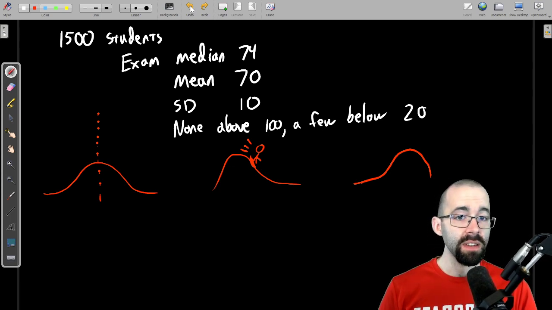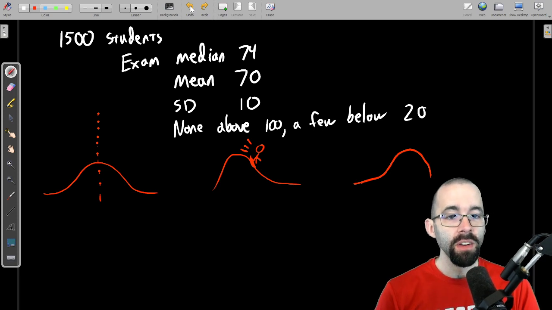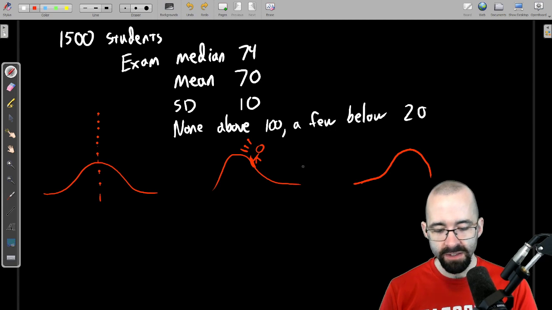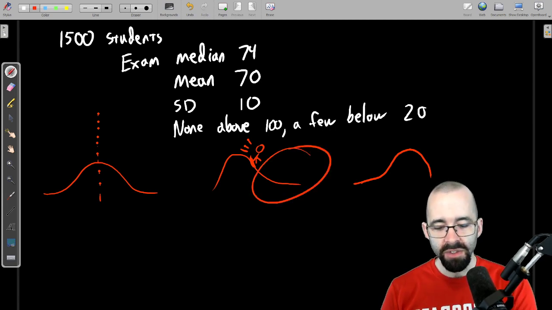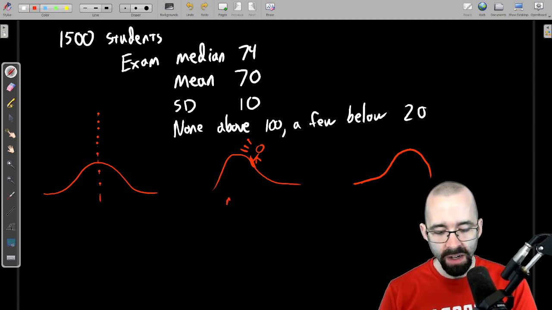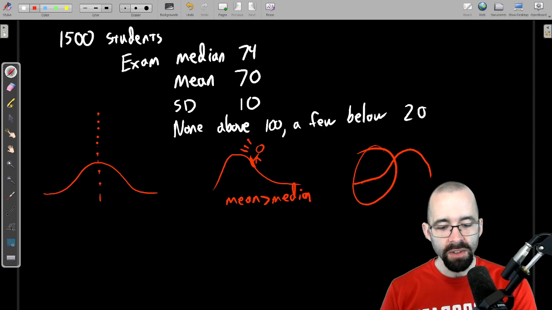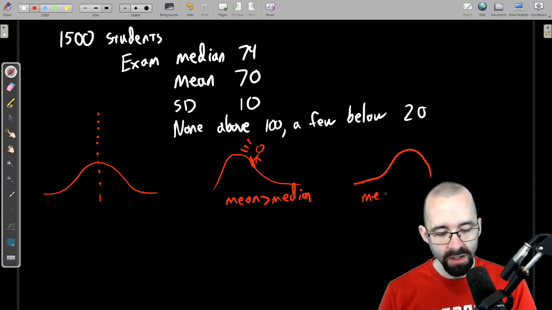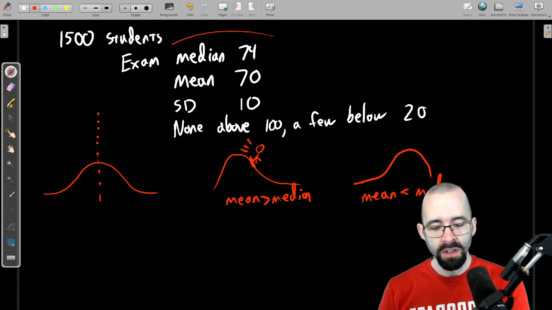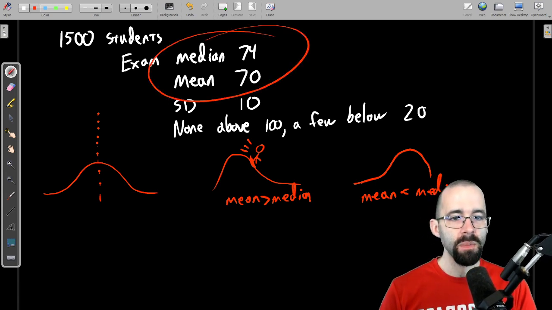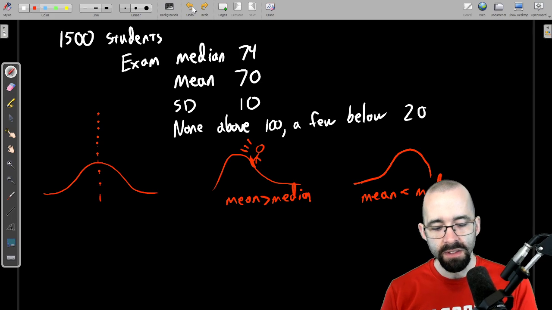A couple ways of doing this. Remember, when we talked about skewed, we said the mean is affected by outliers. The mean is affected by these few guys. This one, the mean should be bigger. Mean is really affected by outliers. This one, the mean should be smaller. So that's one way of approaching this question. Our mean is smaller than the median. It needs to be skewed to the left.